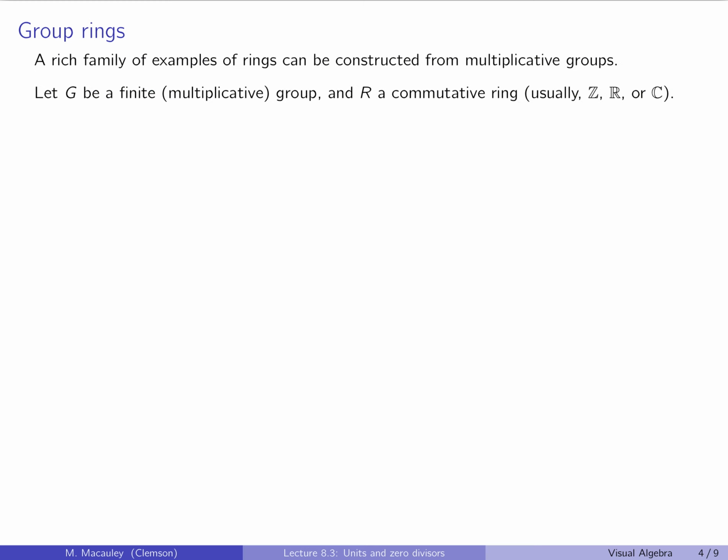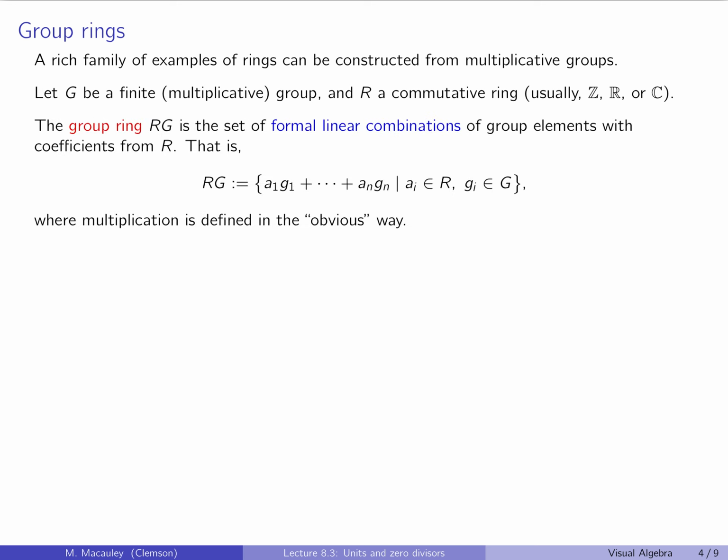I want to take a few minutes to tell you about a rich family of examples of rings that can be constructed from multiplicative groups. Let G be a finite multiplicative group and R a commutative ring, something usually pretty basic like the integers, reals, or complex numbers. The group ring RG is the set of formal linear combinations of group elements in G with coefficients from R.